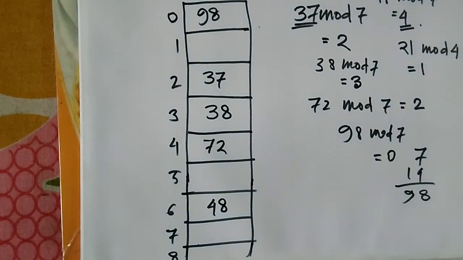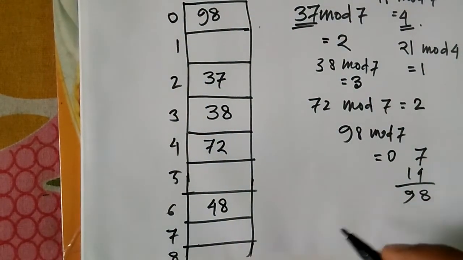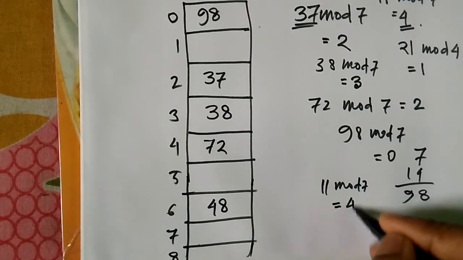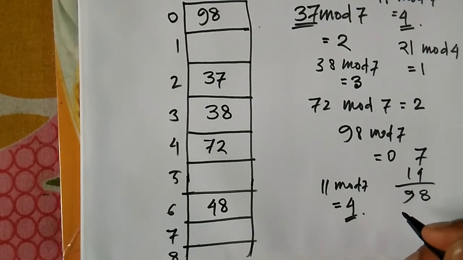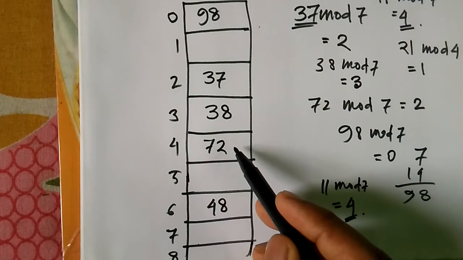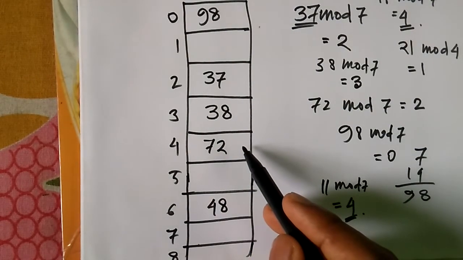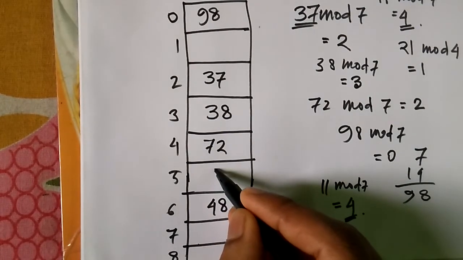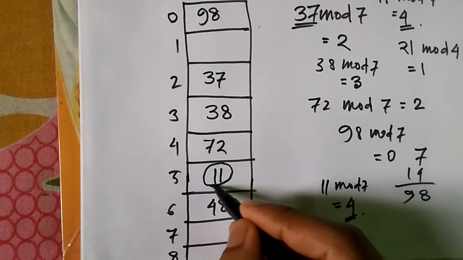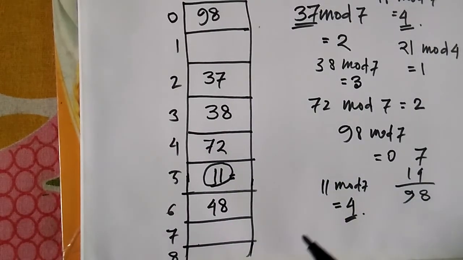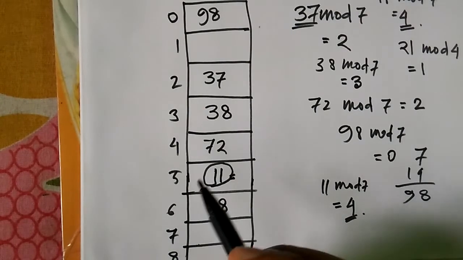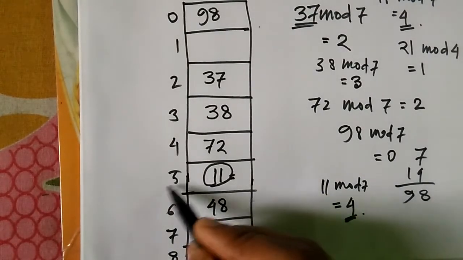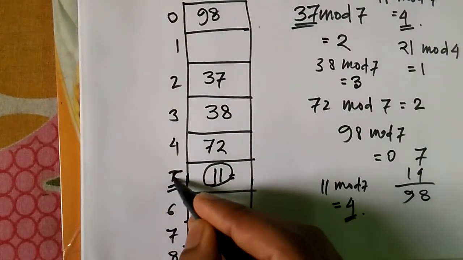Now 11. 11 mod 7, which is 4. So it has to be placed at 4, but 4 is already filled. So it will probe for the next, which is 5. So 11 will be placed here, and this is our answer. In which location will the key 11 be stored? The answer is 5.